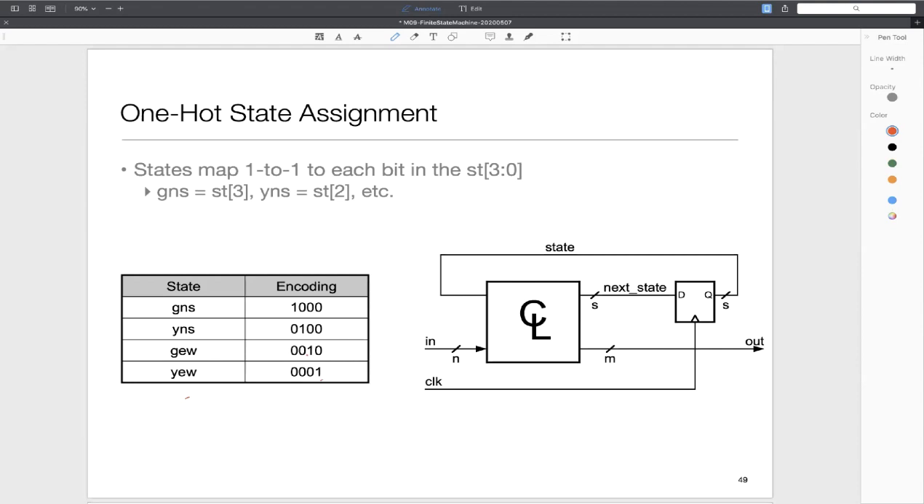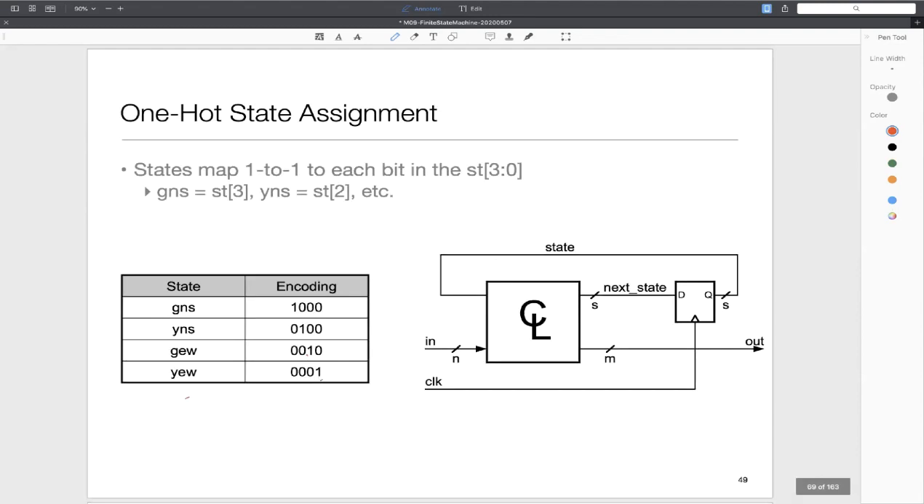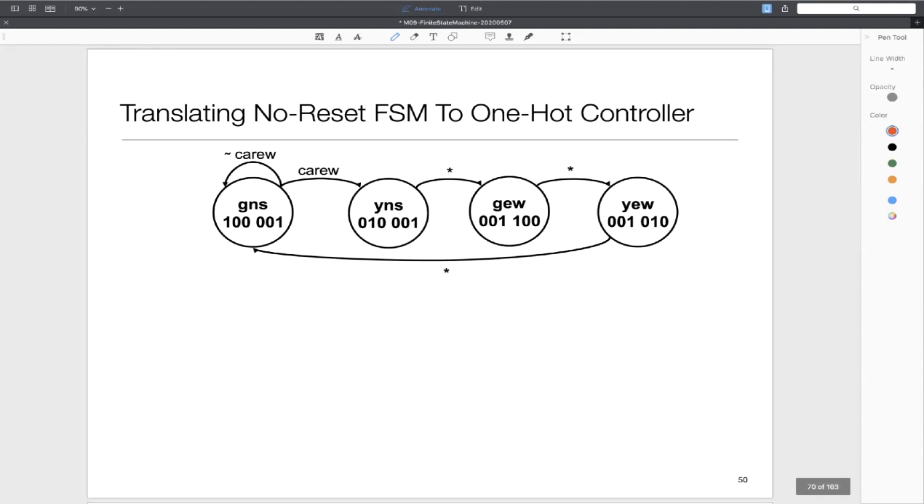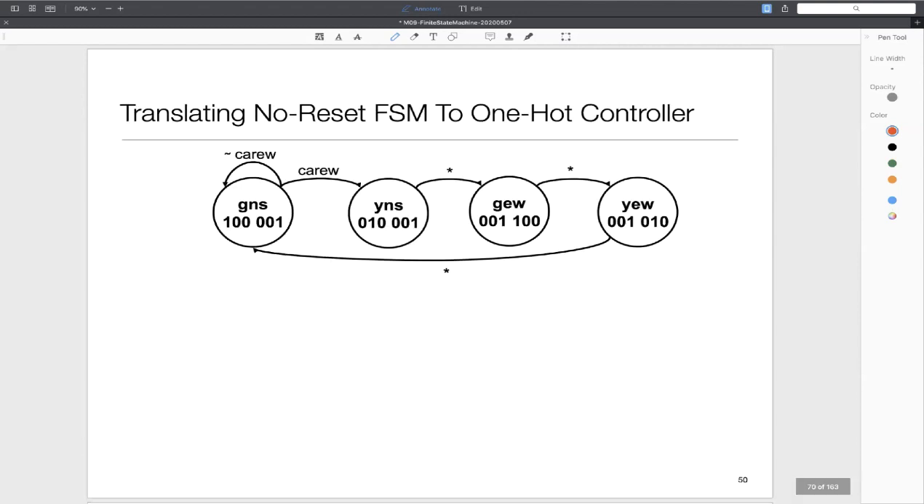Now I have the encoding of the states, and let's see how we can translate our design into a piece of hardware. It turns out if you use one-hot coding, then getting to hardware is quite simple, quite straightforward. Let's see what will happen. First, we have 4 state bits. Our state consists of 4 bits, so I will need a state register with 4 bits, which means 4 flip-flops.